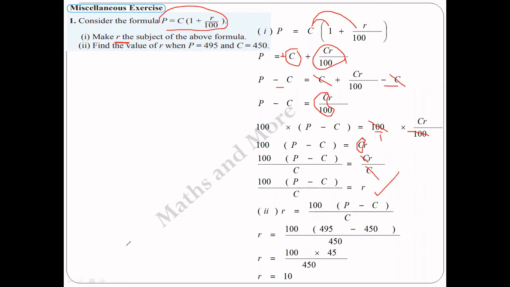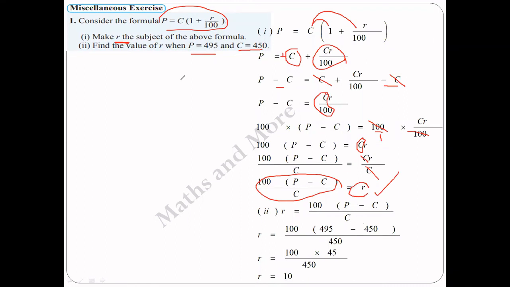Roman number 2. Find the value of R when P equals 495 and C equals 450. Let's substitute. Now you have the subject. R is the subject. Let's write R on the left and this part on the right hand side. Then that is easy now.